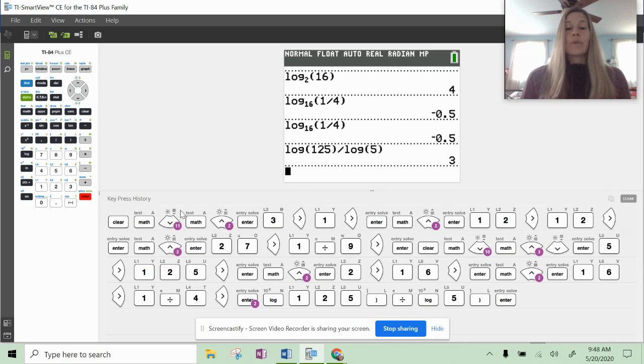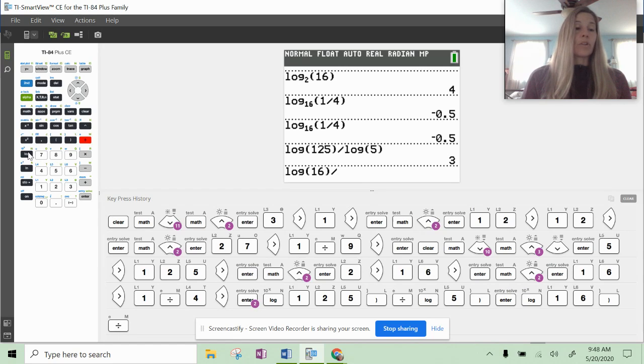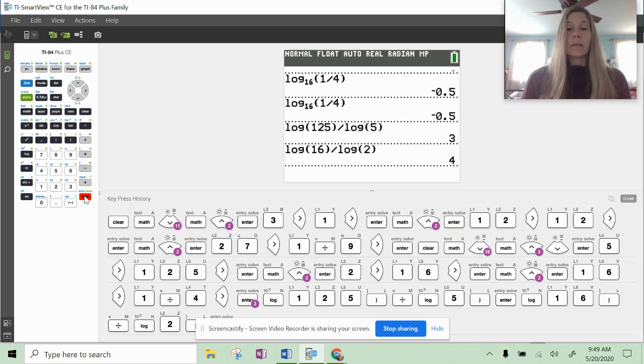And there you go. Now let's look at the one I typed up at the top, log base 2 of 16. That was how we did it on the newer calculators. If I have an older calculator, I'm going to have to do log 16, whatever the big number is goes on top, divided by log of my base number, which in this case is 2. And that should give me 4. And it does. And then if I want to do log base 16 of 1/4, same idea.